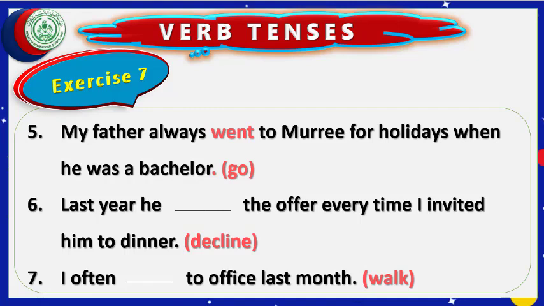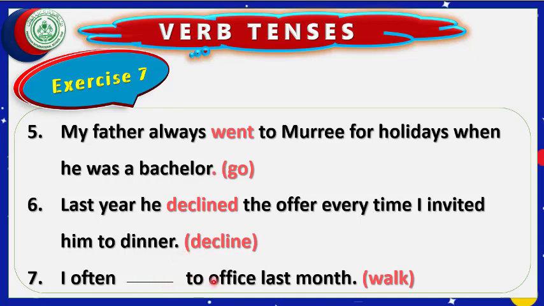Let us move to the next. Last year, he dash the offer every time. This last year shows we are talking about past. Therefore, here will be second form of the verb. Last year, he declined the offer every time. Let us move to the next.